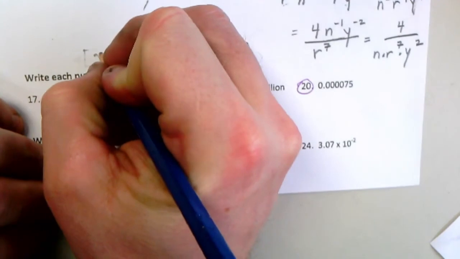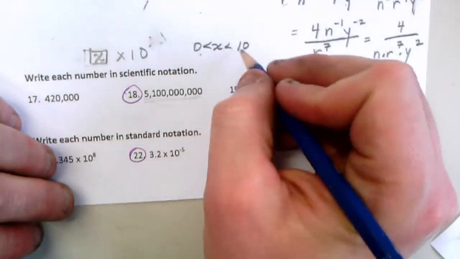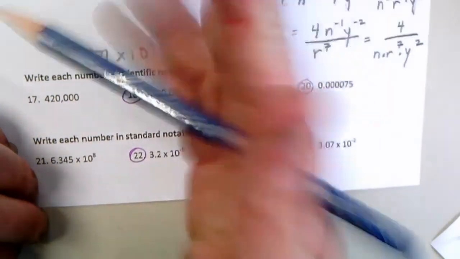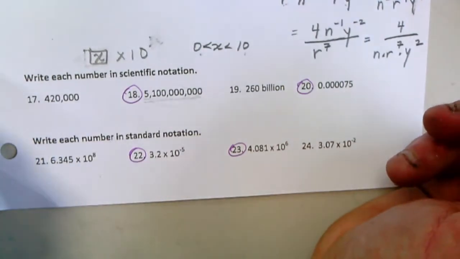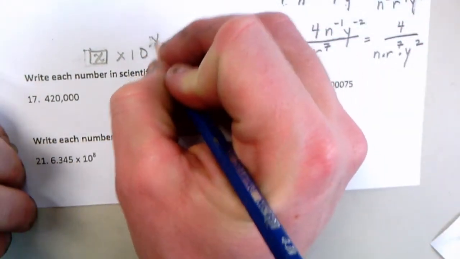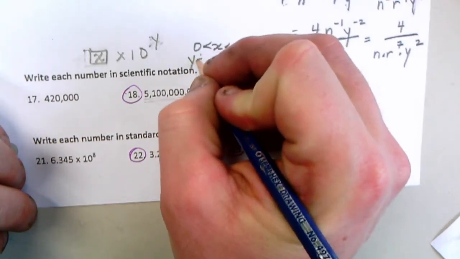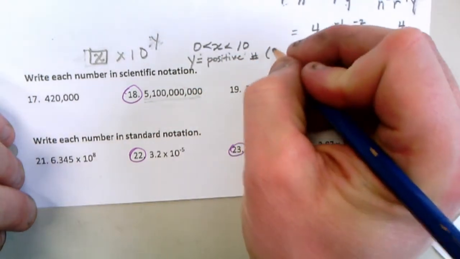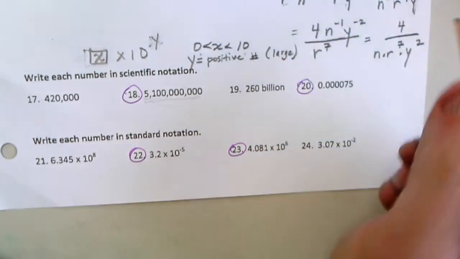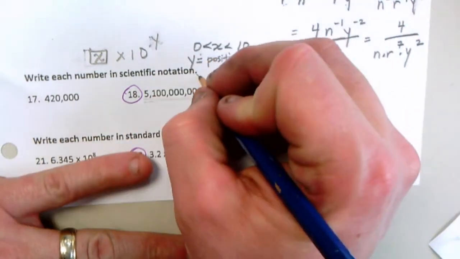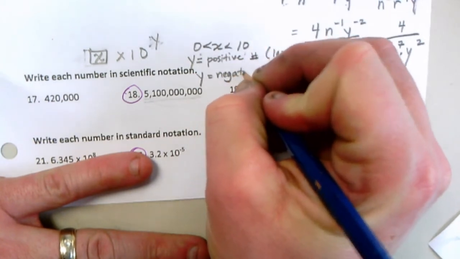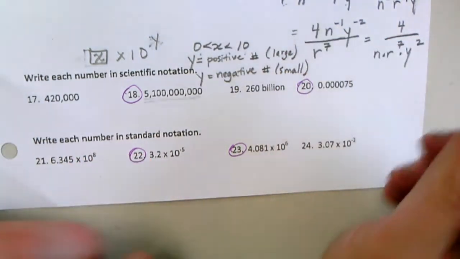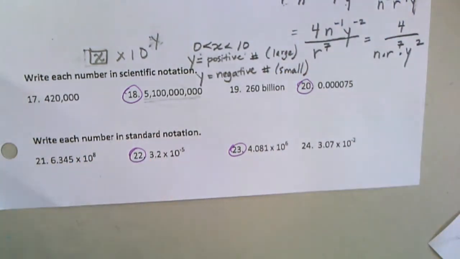In scientific notation, this number out in front has to be between 1 and 10. This number right here can be any number. Now, if it is a positive number, think large, big number. If it is a negative number, think small, little. All right, so let's start with number 18.